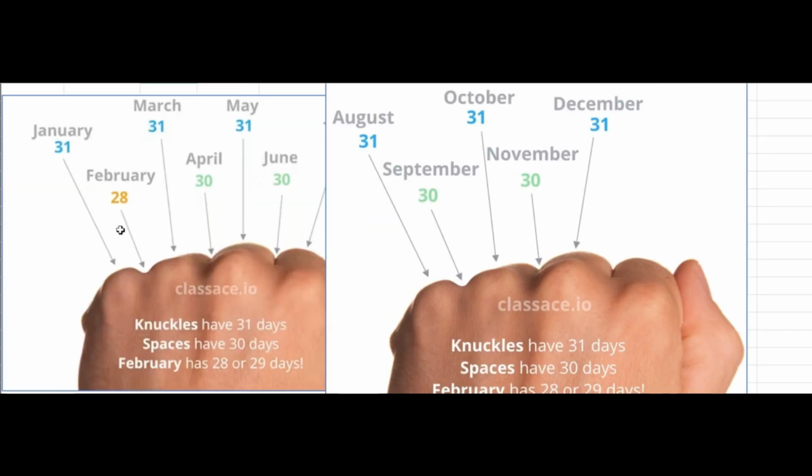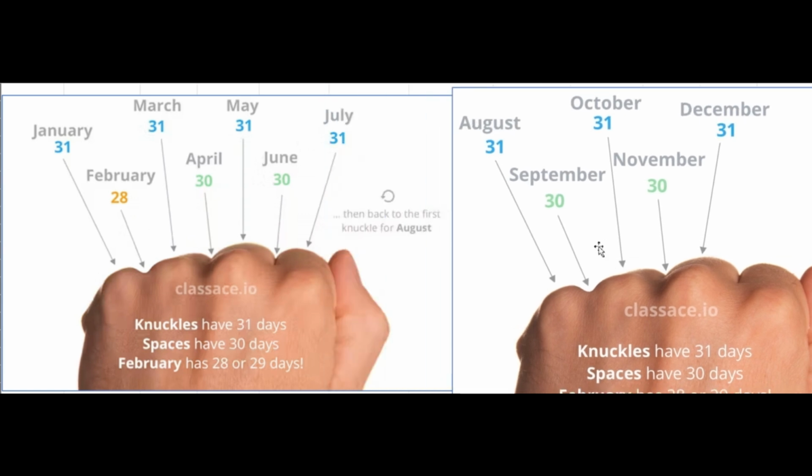So how do we calculate the days in the month? This is basically calculated from your hand. If it comes in the knuckle, it will be 31 days, and if it comes in the spaces, gaps, it will be 30 days, right? And only in February it will be 28 days, or 29 days. Generally we calculate using 28 days.